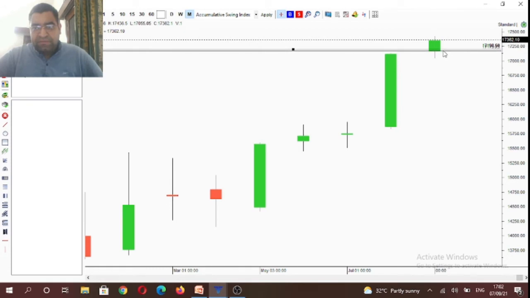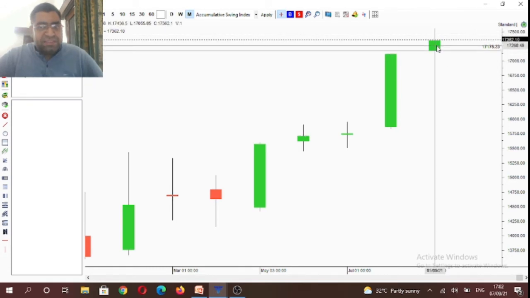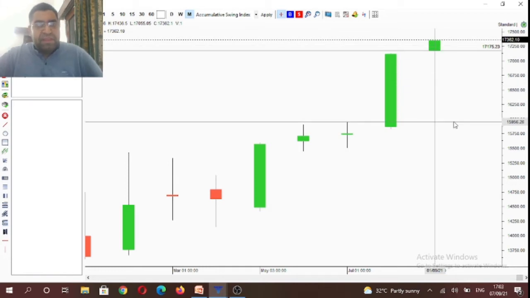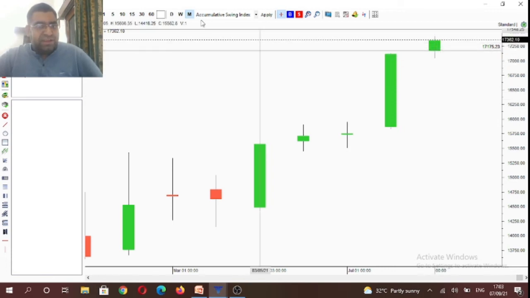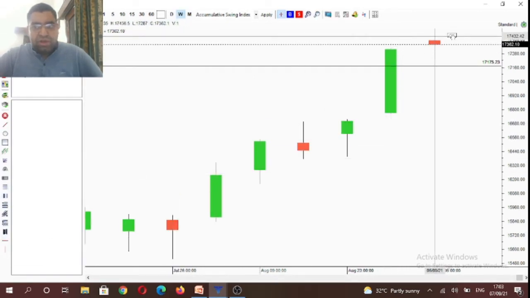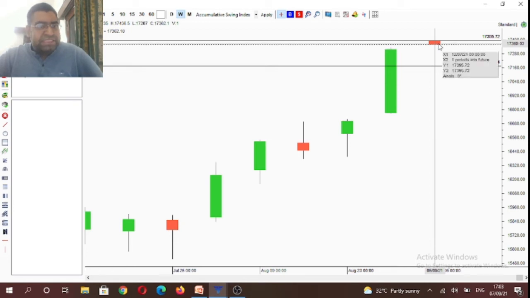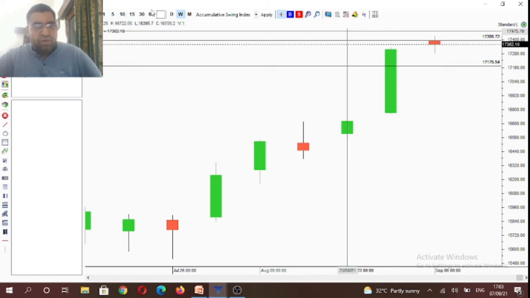On the monthly time frame, you will see that the index is under control of buyers as it is trading above the monthly open of 17,185. As it is trading above the monthly open, it is under control of buyers and the candlestick is green. And here you can see there is conflict between the monthly and the weekly time frame, because on the weekly time frame, the market is under control of sellers as it is trading below 17,399, which is the weekly open.